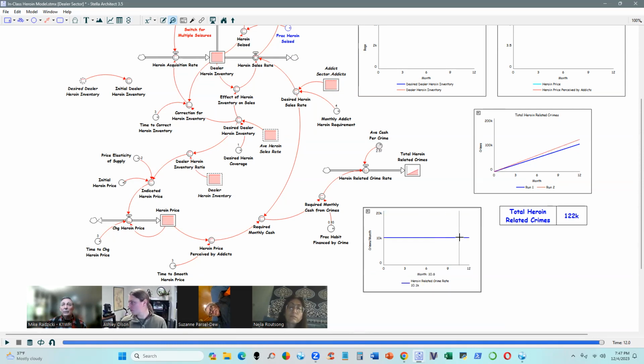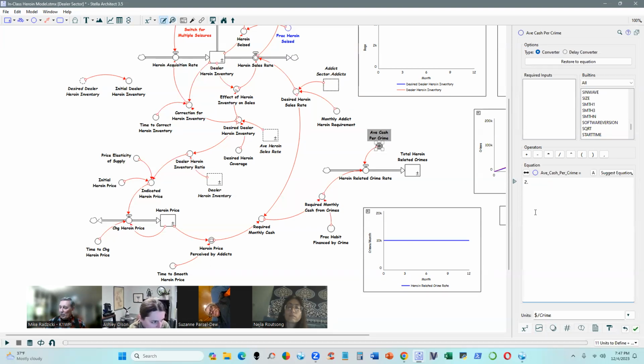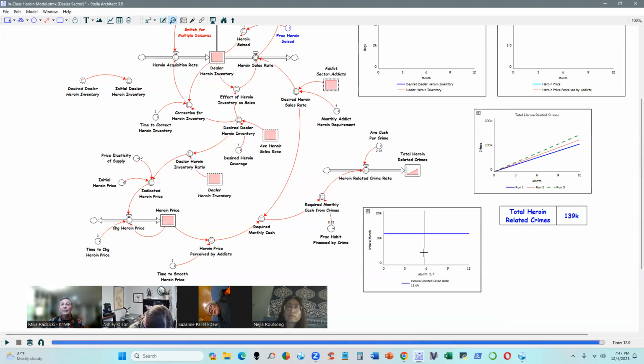What do I got here now? 10.1. I mean, I'm sort of manually trying to fit this, right? 11.9. And 2.25. Is the crime rate measured in cash? Is that how it's measured, or is it incidences? It's incidences. Well, that's the crime rate.